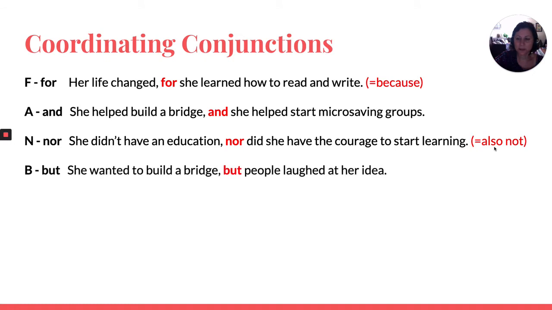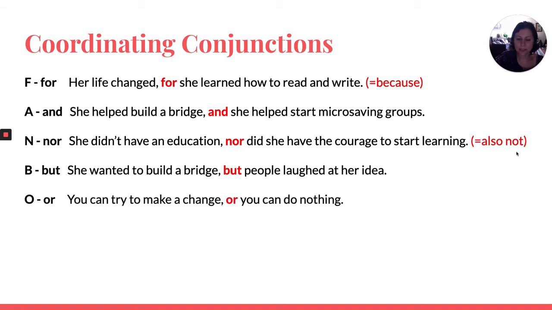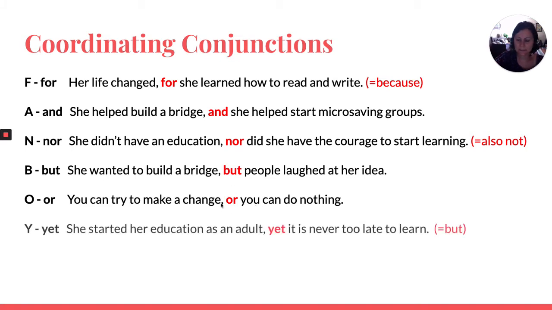But, she wanted to build a bridge, but people laughed at her idea. Or, you can make a change, or you can do nothing. We use or to show choices. Yet, she started her education as an adult, yet it is never too late to learn. Yet means but.